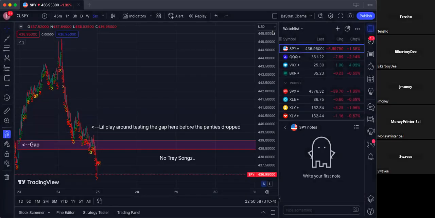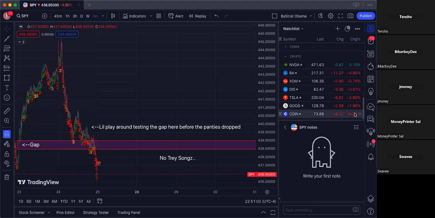So yeah, it could continue pushing lower.